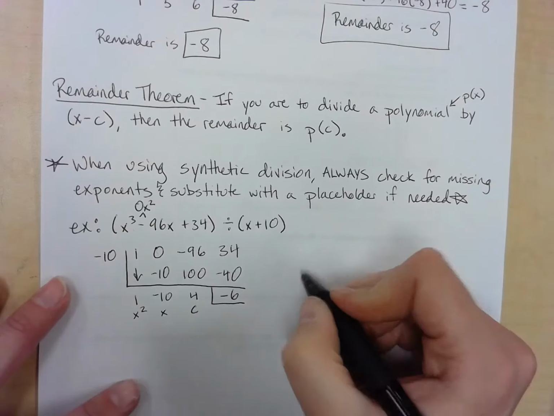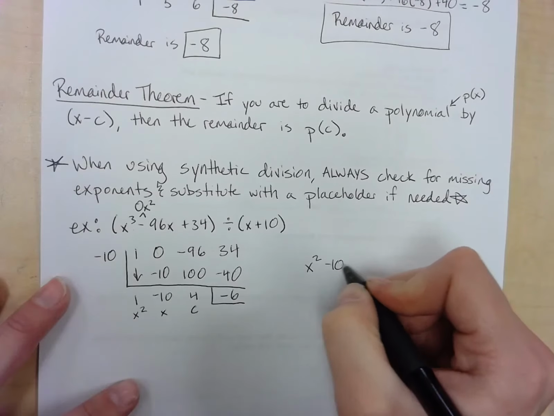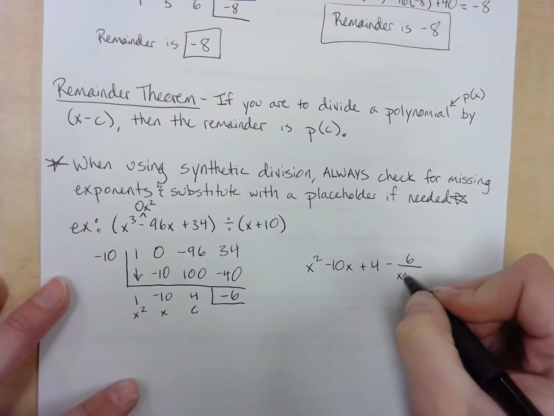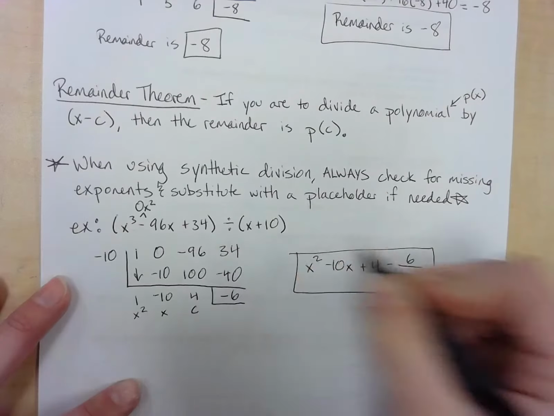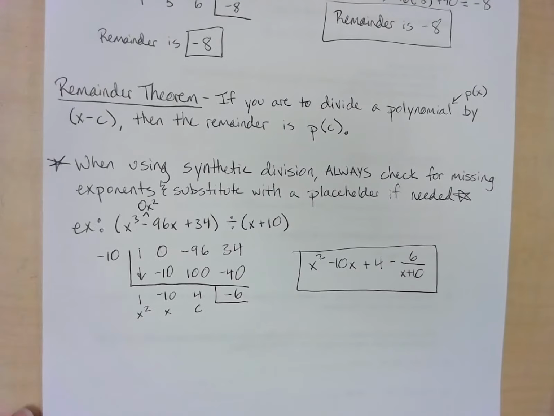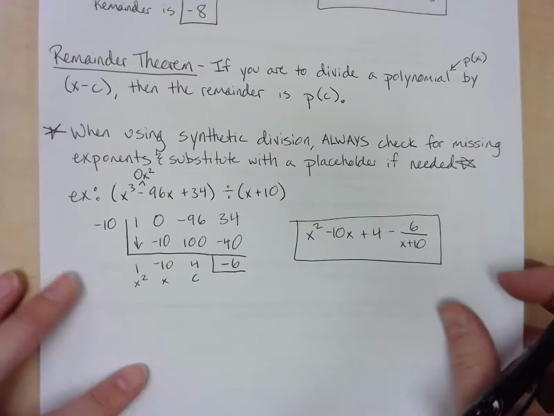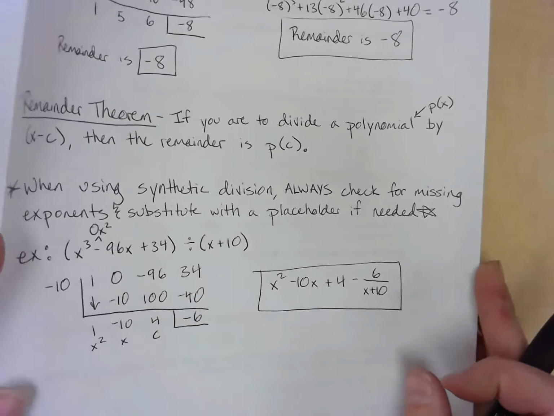So I get x squared minus 10x plus 4, and my remainder. Okay. So, sorry I forgot to mention that earlier, messed up our flow a little bit, but we shall recover.